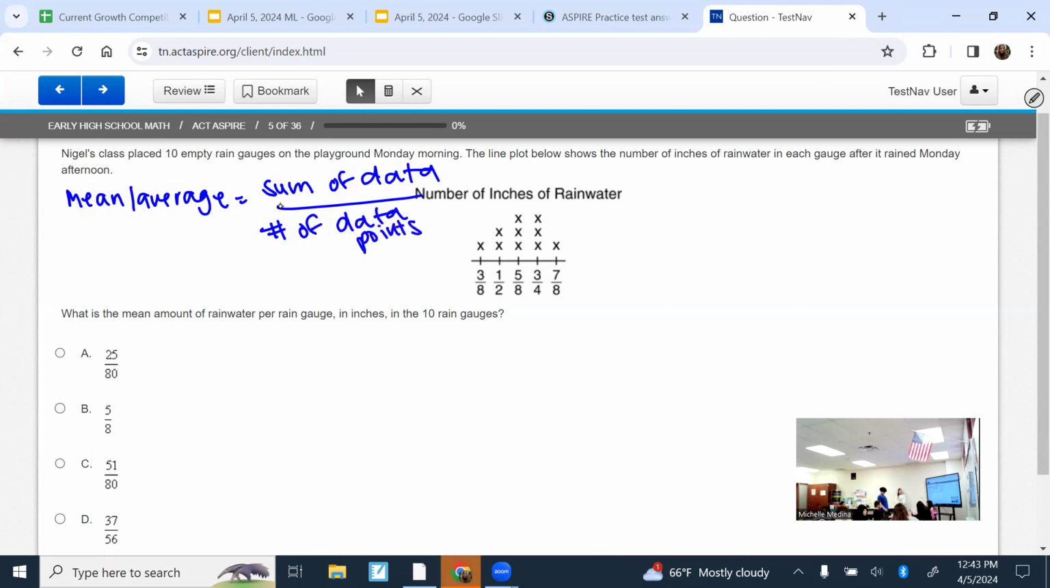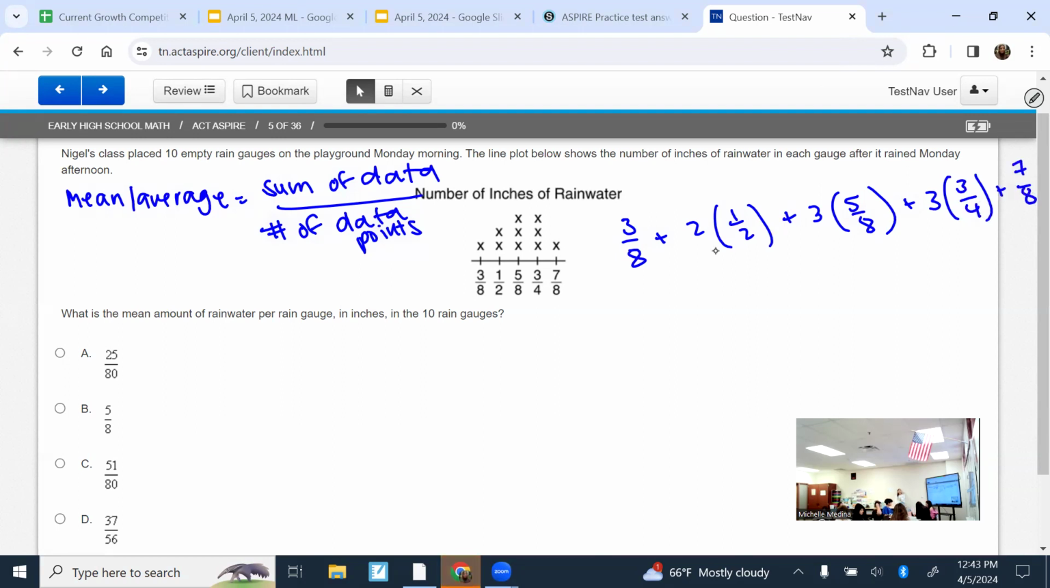In this case, they're showing me the data through a line plot. So I have one data point that is 3/8, 2 data points that are 1/2. I'm gonna make it a little bit easier and do 2 times 1/2, so that I don't have to do plus 1/2 plus 1/2. I have 3 5/8, I have 3 3/4, and I have 1 7/8.